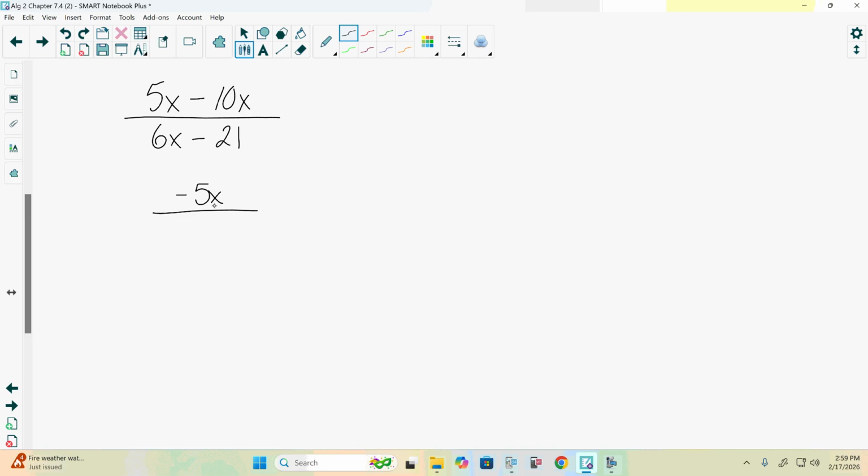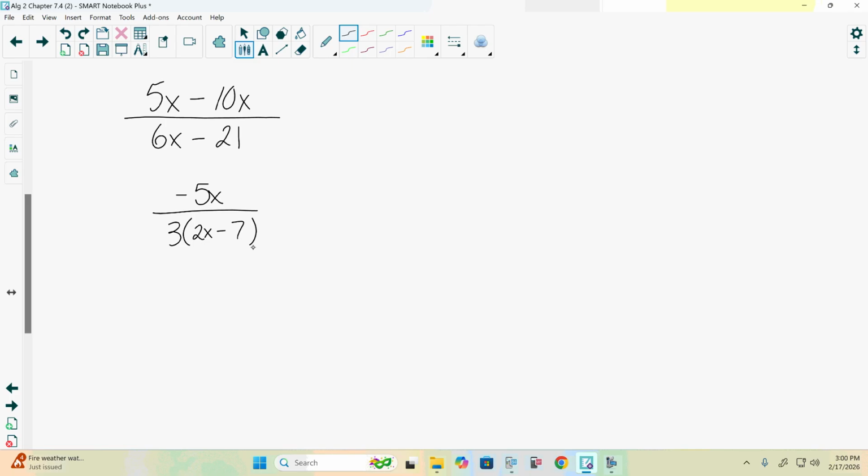6x and 21, are they like terms? Is there a greatest common factor? 6 is divisible by 3. 6 divided by 3 is going to be 2. We still have our x. 21 divided by 3 is 7. There you go. Yep. So we needed to factor it because there's a greatest common factor there, yes?